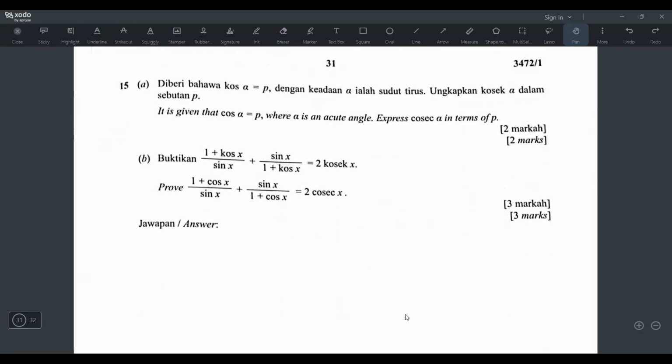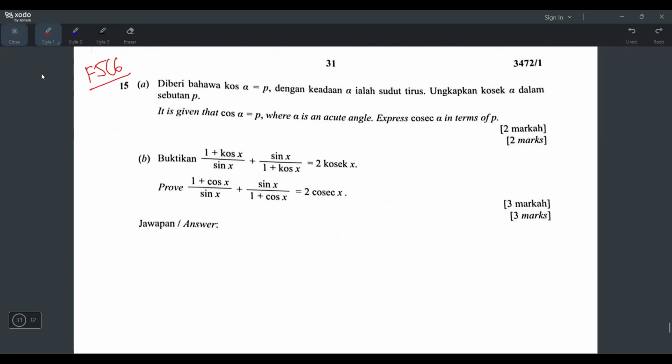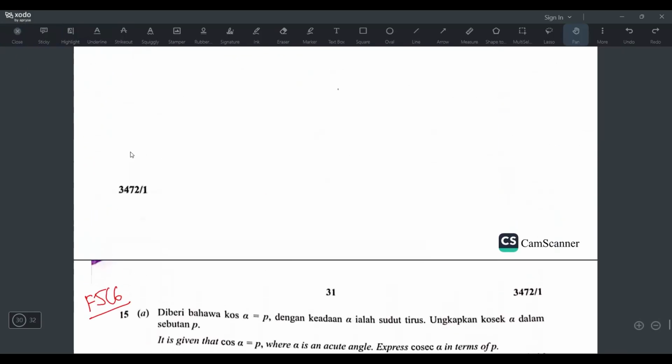Okay, finally we are at the last question, number 15. This one I see has sin, cos, tan, which I know is for chapter 6, the trigonometry chapter. Let's go. Question A. Let's read. It is given that cos alpha equals P, where alpha is an acute angle. Express cosec alpha in terms of P.